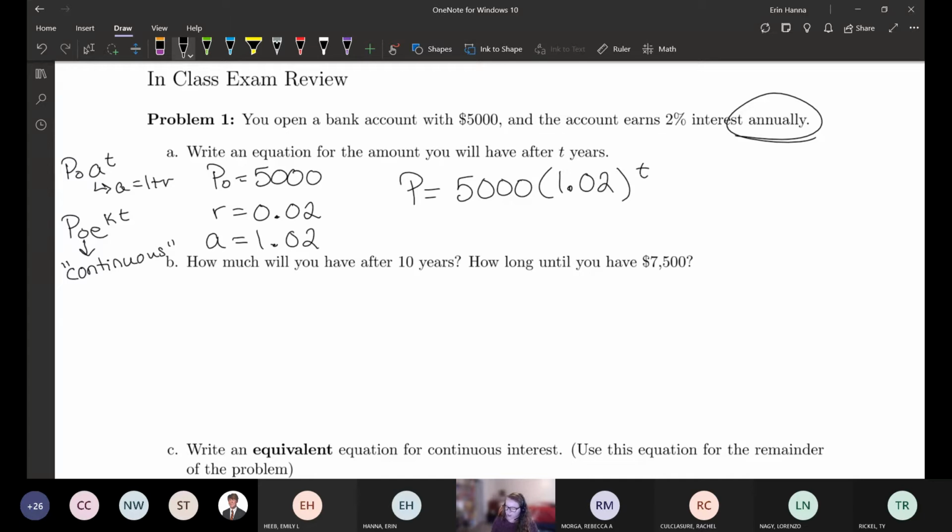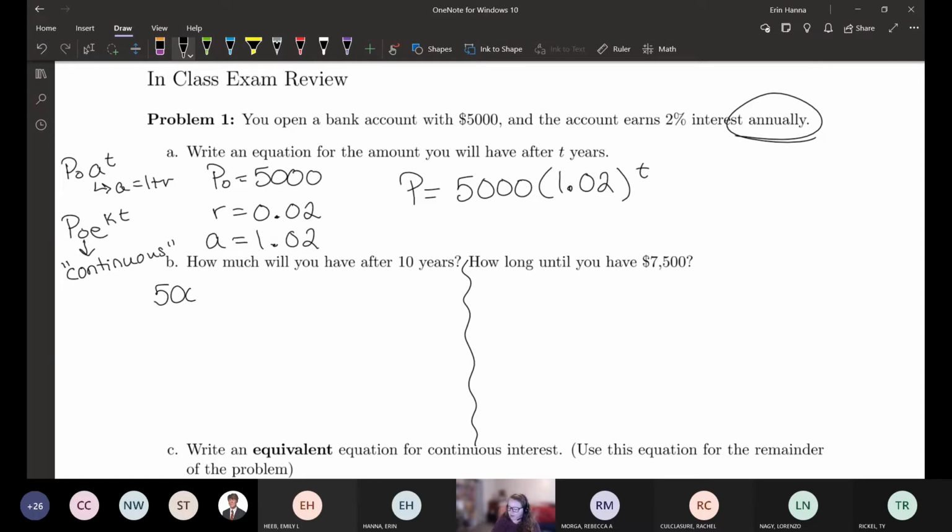And then for the next part of the question, how much will we have after 10 years? And then how long until you have $7,500? So let me split that up because that's two completely different questions. The first thing we're asked is how much will you have after 10 years? That's essentially just a plug and chug. You just take your equation, you plug in 10 where you see a t.